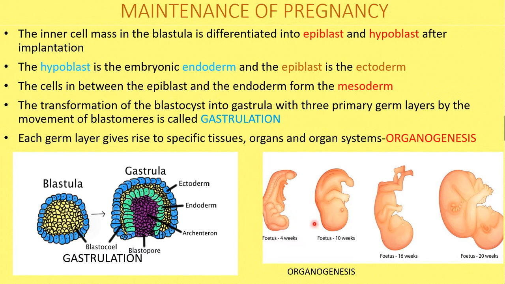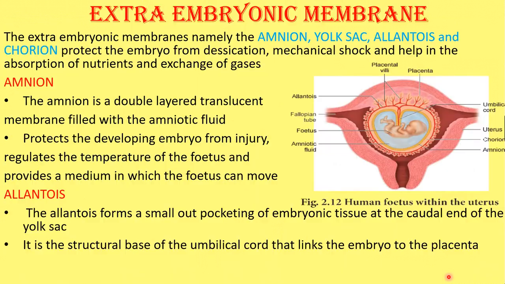So specific tissues that develop into organs and organ systems, it's called organogenesis. So it was the stage where you can see blastula converted into gastrula. After that, from gastrula, each germ layer gives rise to specific tissues and it can develop into various organs and organogenesis. So this is the first category in the development of the embryo.